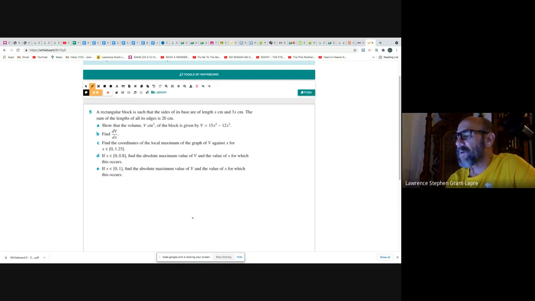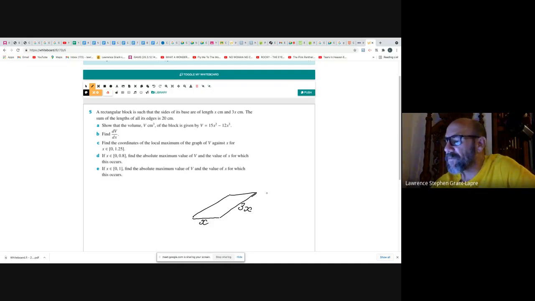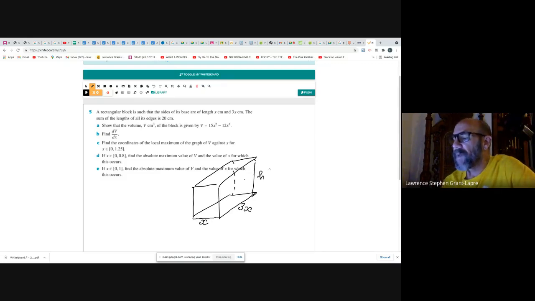So a rectangular box, the base is x and 3x, that's the base. And we have to have some sort of height, which we're not familiar with at the moment. We'll just put h. Now, the sum of the lengths of all of its edges is 20.